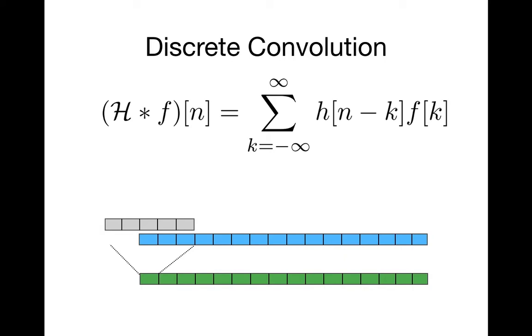We saw the definition of convolution as the integral, the sum over support with the function. Now in the discrete case, let's say our blue matrix is the input, and the gray one is the one we're convolving with.